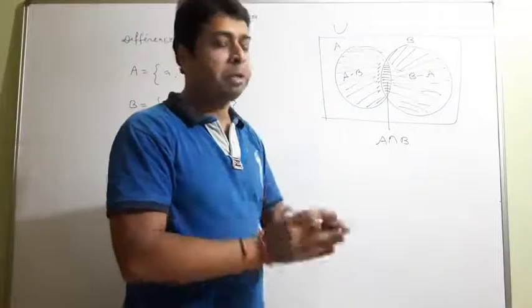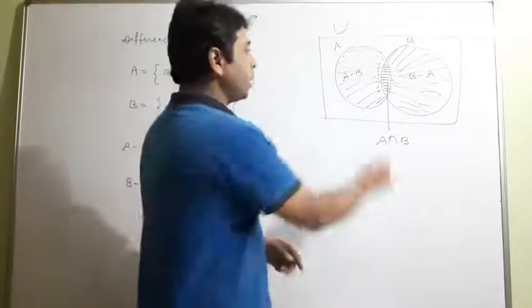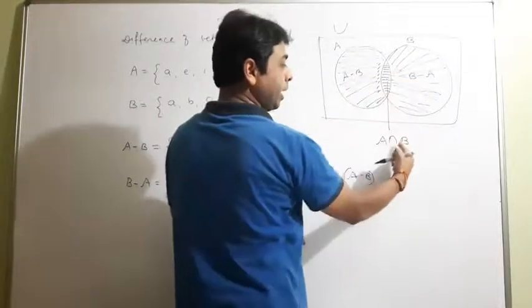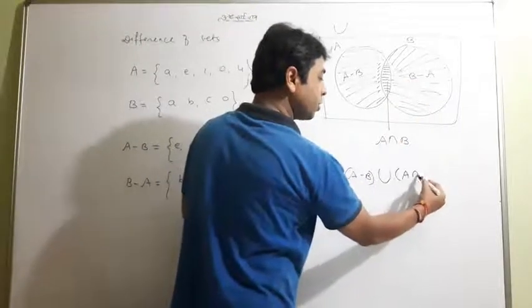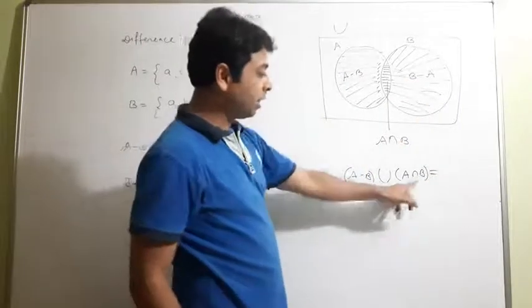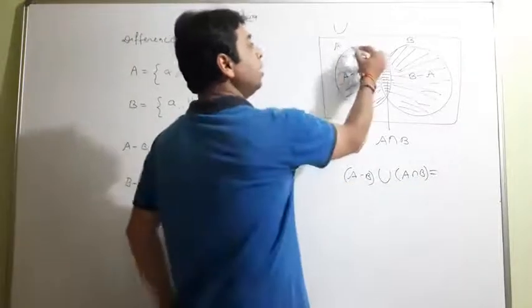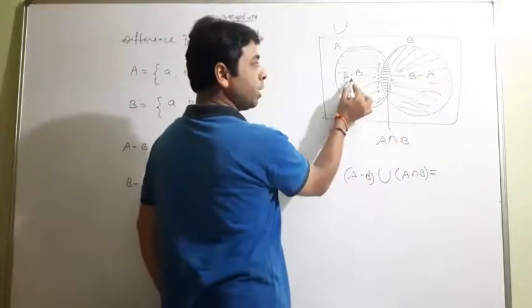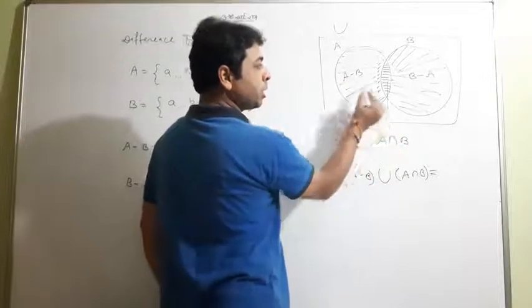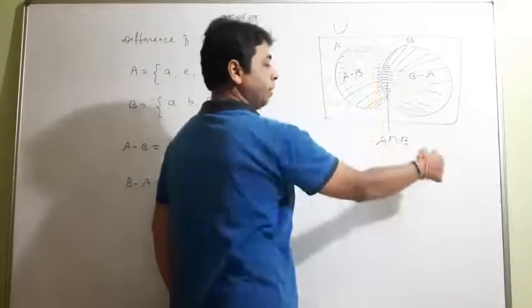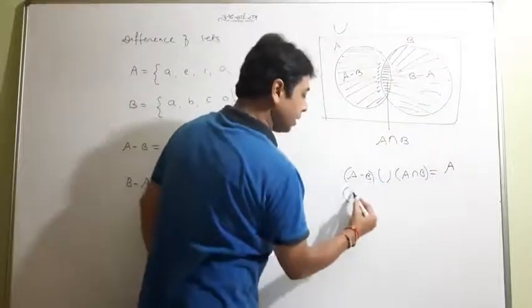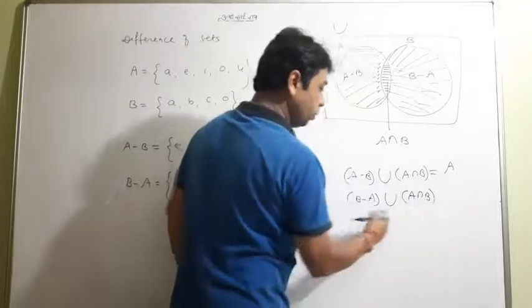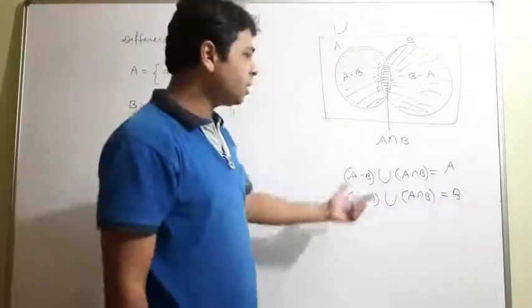Now I want to say something. Can you see the picture? Look at A minus B, it is only this one. And this portion is A intersection B. What is the union of A minus B and A intersection B? You have joined this and this. What will you get finally? A. This region is A minus B, this region is A intersection B. When they are joined, you ultimately get A. What about B? B minus A and A intersection B. When these two are joined, what will you get finally? B. So these are simple and fundamental concepts.